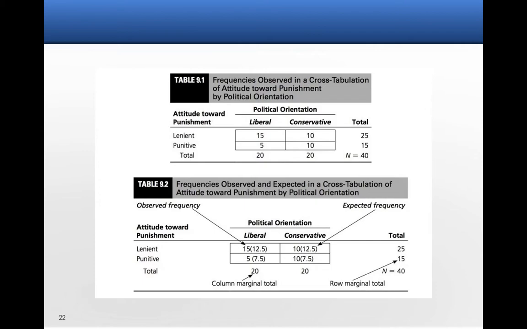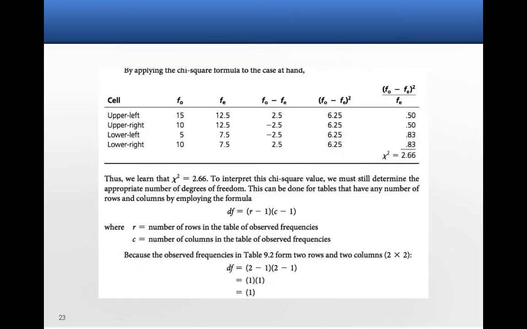So we're going to have our observed frequency in table 9.2, and then we have our expected frequency. We put it in parentheses. We have our column marginal total and our row marginal total. Then we're going to create a very similar table to the one we just did. We learned that our chi-square is 2.66.